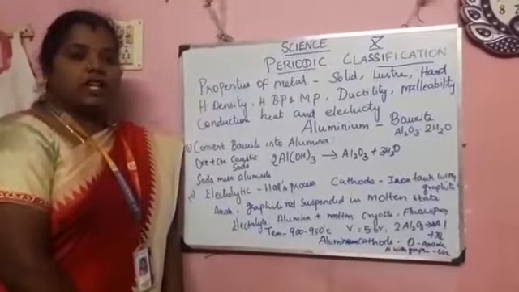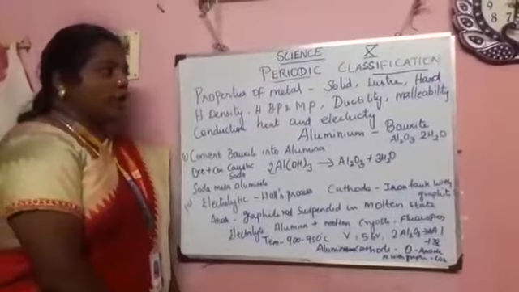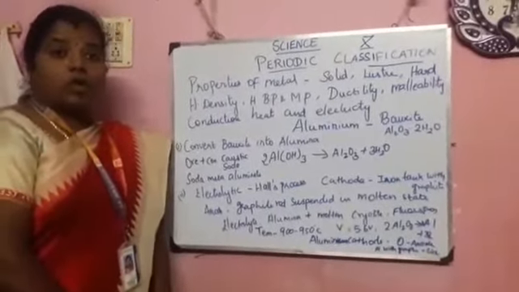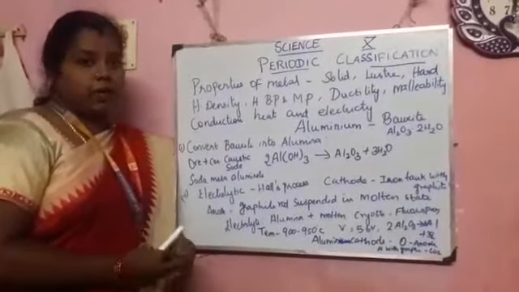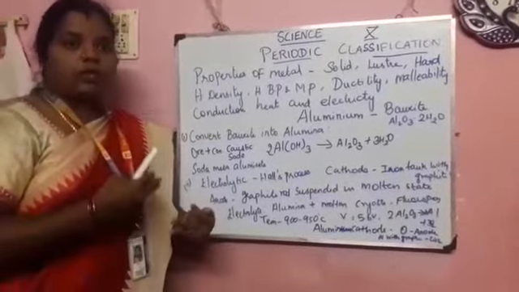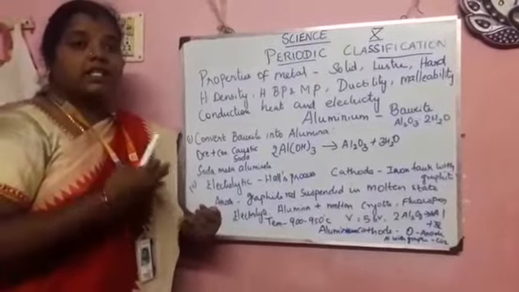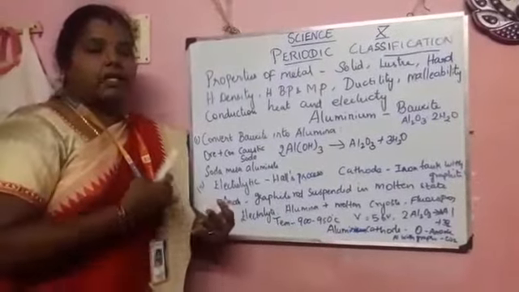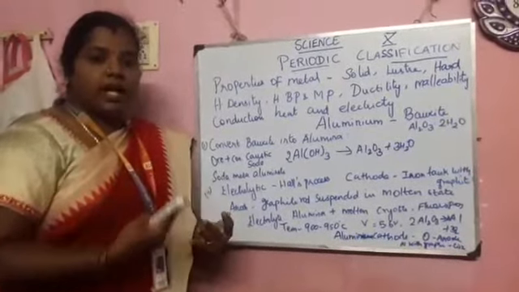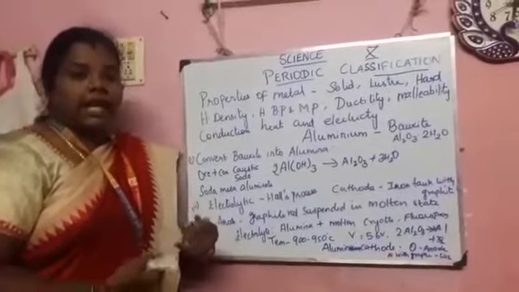Today for the 10th standard I am going to explain the topic of periodic classification. In the last part we saw the important terms in periodic classification: what is a period, what is a group, how many periods and groups are present, ionic radius, atomic radius, covalent radius, metallic radius, electronegativity, and electron affinity.